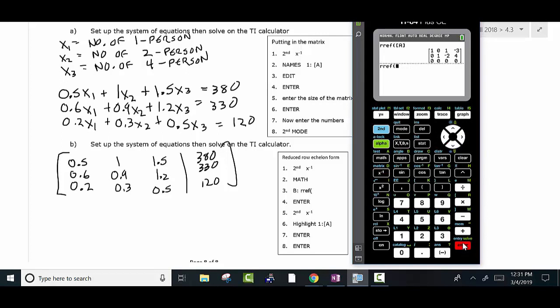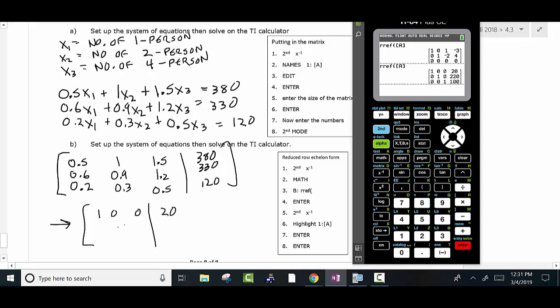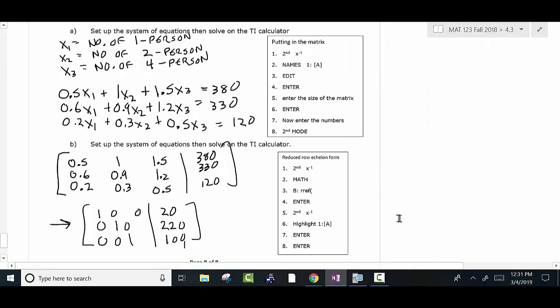Okay, so I'm going to do the reduced row echelon form like we've been doing. Oh, that's not what I wanted to do. Okay, so you can tell me if you get this. Does that look like what you're getting? Yeah, okay, good. So this gives you 1, 0, 0, 20; 0, 1, 0, 220; and then 0, 0, 1, 100. So now you guys have to interpret what the meaning of this answer is.